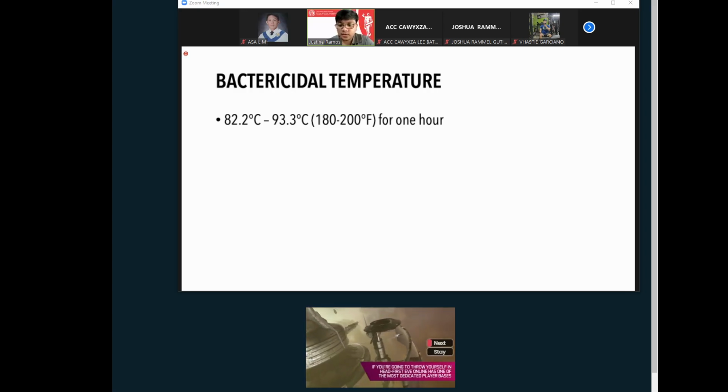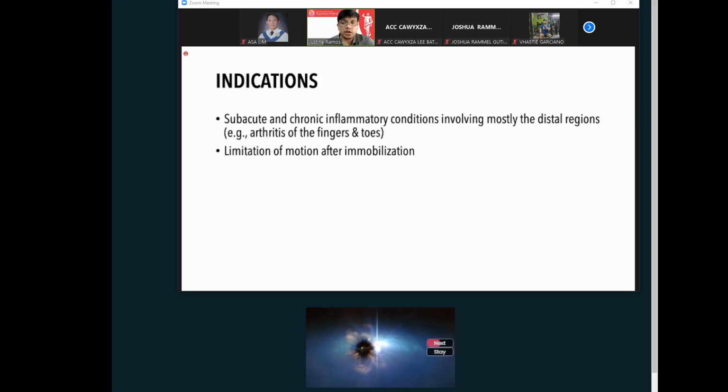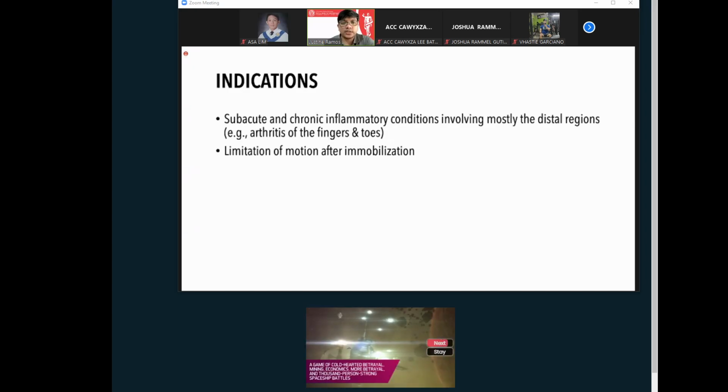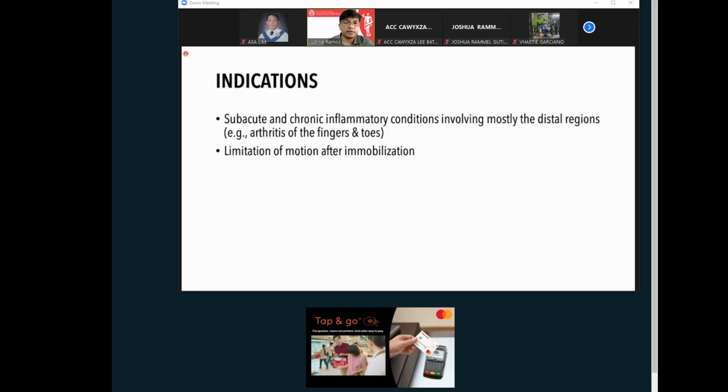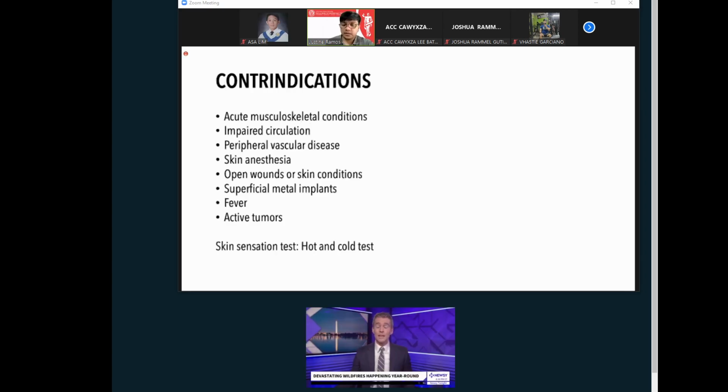Okay? So indication, your paraffin wax is indicated for subacute and chronic inflammatory conditions involving mostly the distal regions. Example, arthritis of the fingers and toes and limitation of motion after immobilization. So yung mga nagkaroon ng fracture sa wrist and hand na kailangan nilang makast for prolonged period of time, yung mga nagkaroon ng malleolar fracture, na mga stress fracture sa metatarsal, yan, no? Pwede natin silang bigyan ng superficial heating.